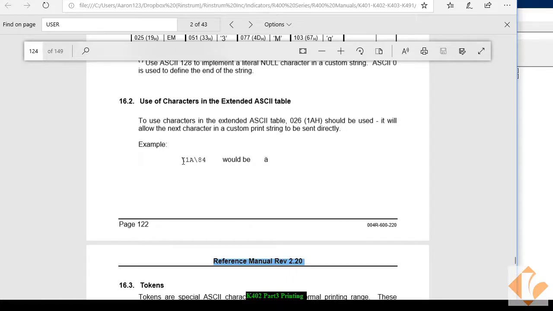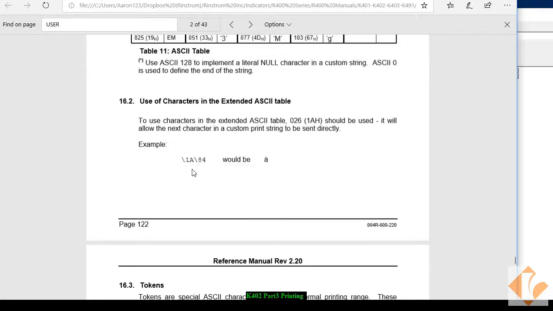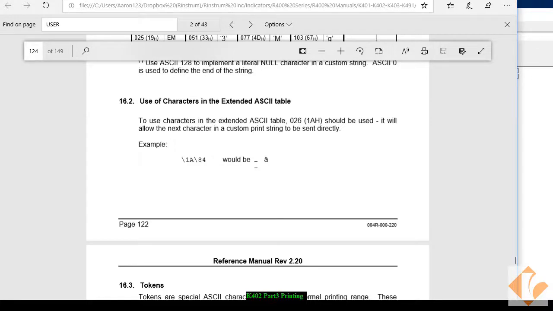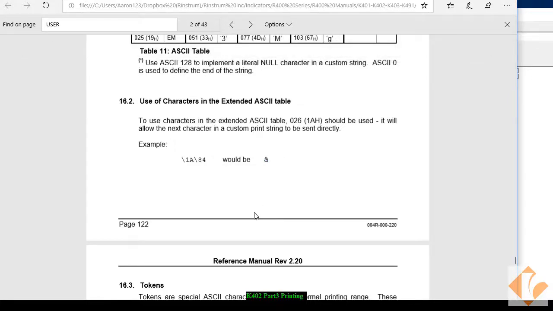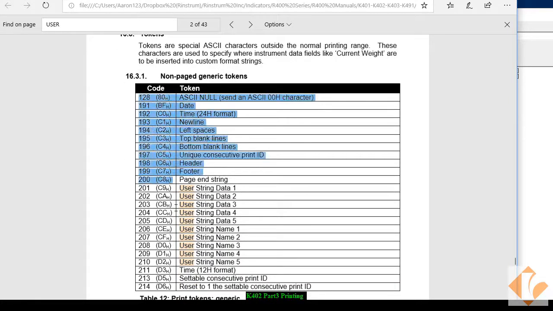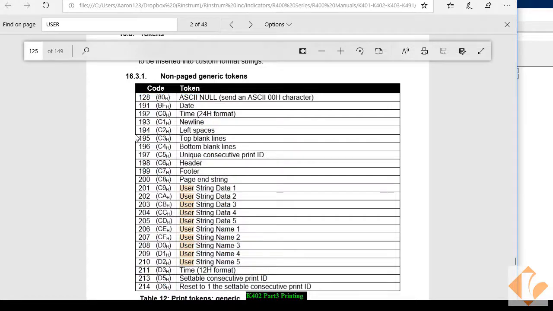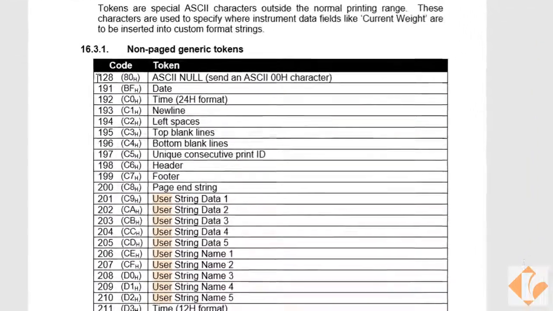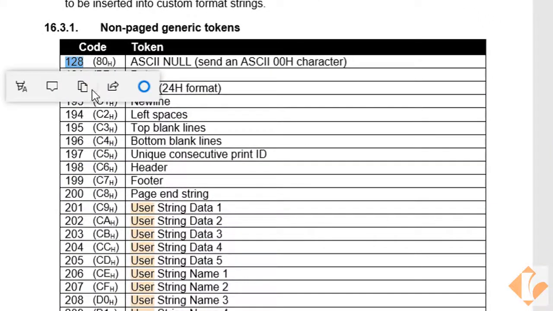Here's an example of two values that are being keyed in. These are hex values and what the printed equivalent would be. These tokens here are specific to the indicator. And so you'll see two sets of codes here, one on the left and one on the right.